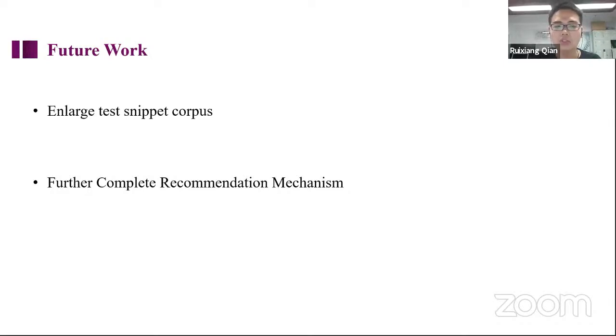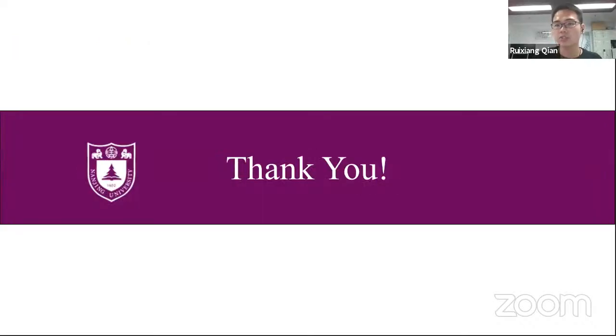And secondly, we want to further complete the recommendation mechanism. At present, TSS only supports recommendation with Jaccard distance and the coverage information. We want to make the recommendation strategy more diverse by supporting more testing metrics like mutation coverage or something else. Yeah, that's all for today's presentation. Thank you.